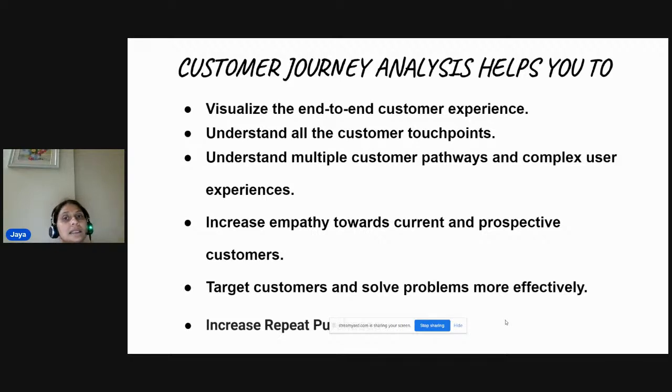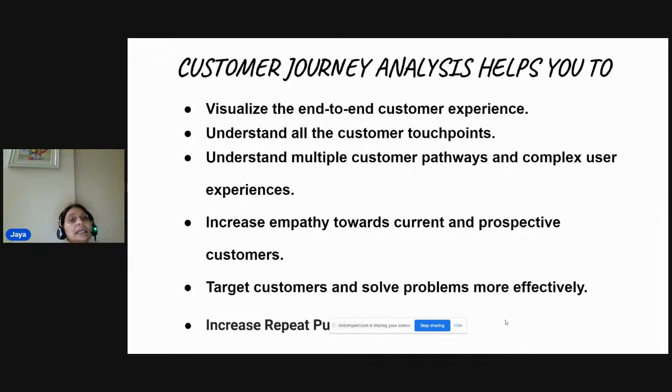So you can see, when the customer is visiting your website or a store, you try to visualize it, you try to understand all the touch points, you try to give multiple customer pathways and make it a good path so that the customer would come back again and again, and you are always proactive in trying to solve the problems of the customers. So that makes the entire customer journey analysis.